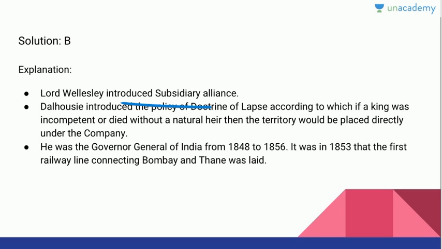So Lord Wellesley introduced subsidiary alliance, and Dalhousie introduced the policy of doctrine of lapse, according to which if a king was incompetent or died without a natural heir, then the territory would be placed directly under the company. He was the Governor General of India from 1848 to 1856, and it was in 1853 that the first railway line connecting Bombay and Thane was laid down.